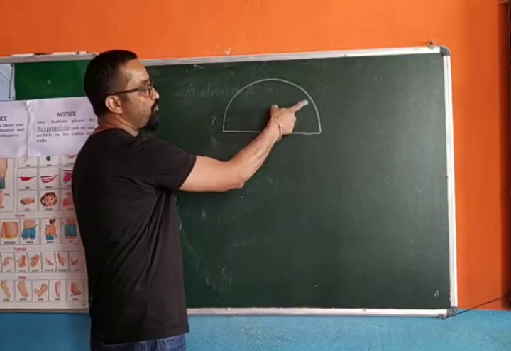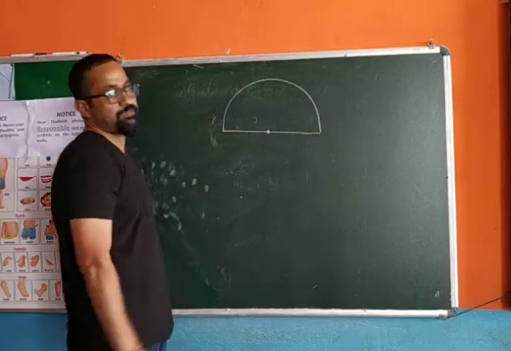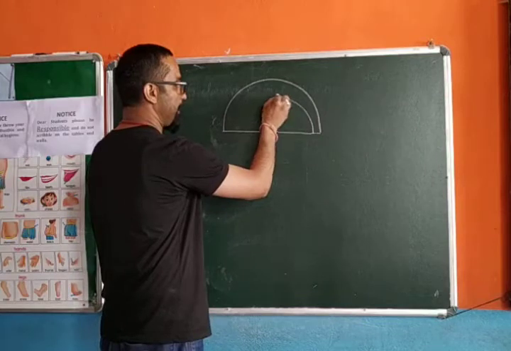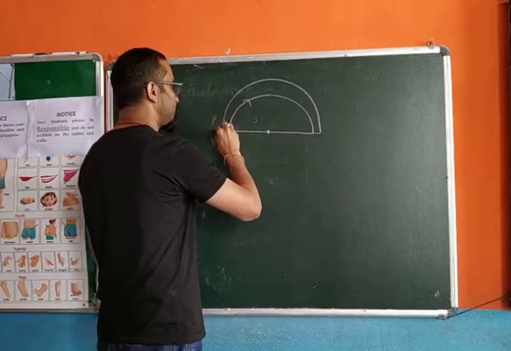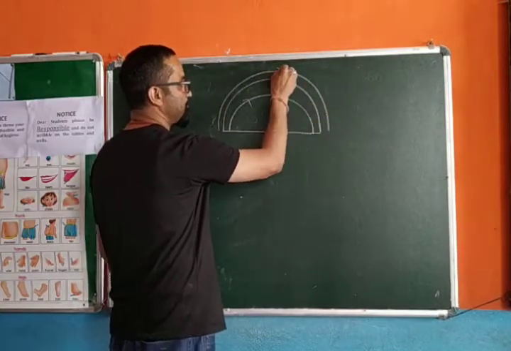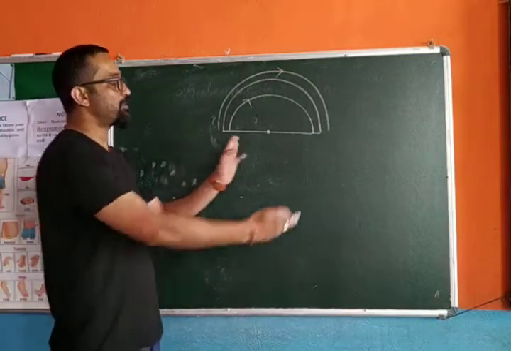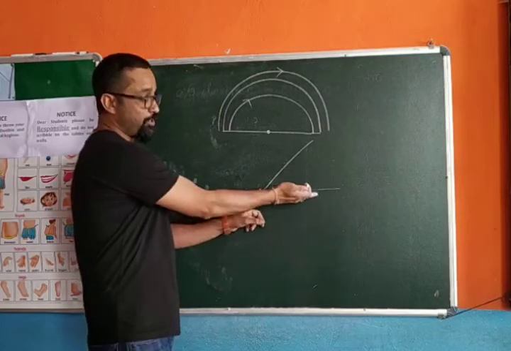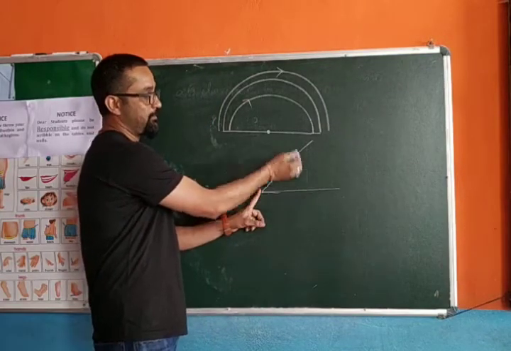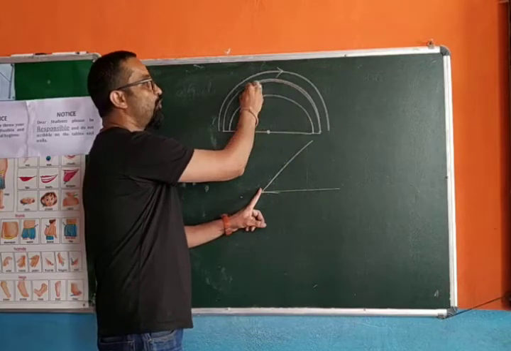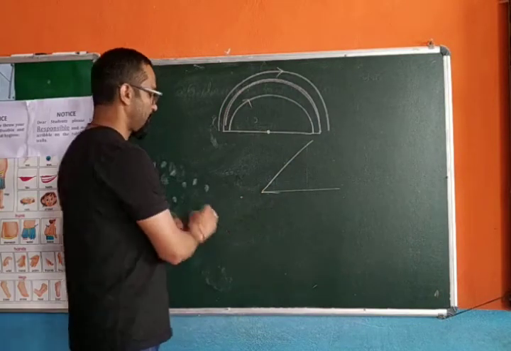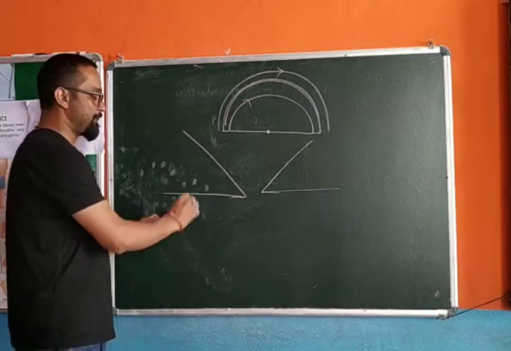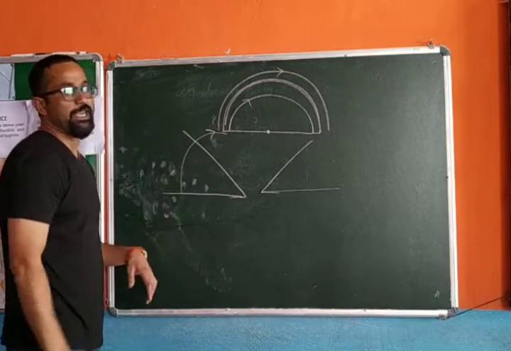It is divided in 180 equal parts. There are two scales given, lower scale, and just opposite you have upper scale. So if you want to measure the angle on the right hand side, you need to use lower scale. If you want to measure the angle on the left hand side, then you have to use upper scale.